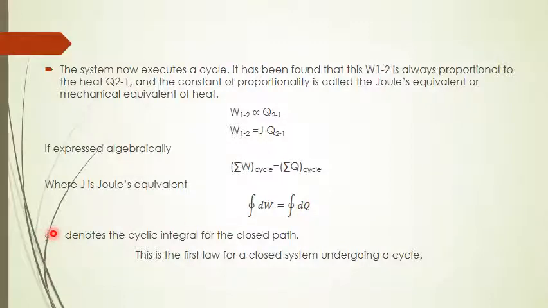This sign denotes the integral for a closed path. Closed path means 1 to 2 and 2 to 1, so it completes one cycle. Closed path means one cycle. So this is the first law for a closed system undergoing a cycle. Now we can define that the first law for a closed system undergoing a cycle is: the cyclic integral of work is equal to the cyclic integral of heat.